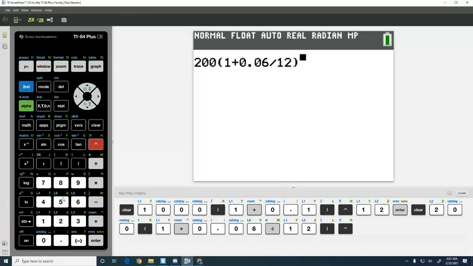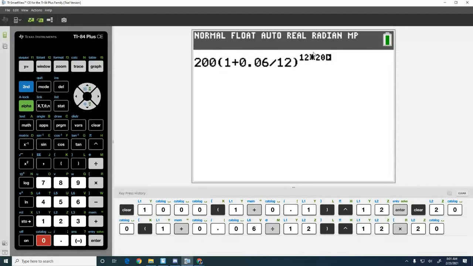The exponent then is going to be those same 12 months a year times 20 years. Because he's getting interest 12 times a year over the course of 20 years. So that total number of months, 240 months, he's going to be getting interest. We should get 662.